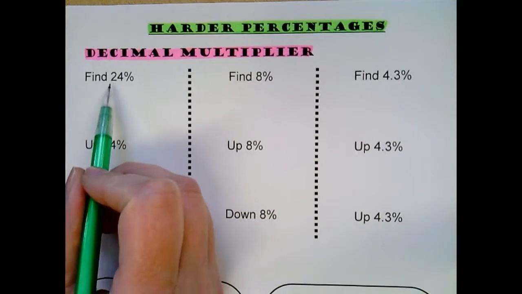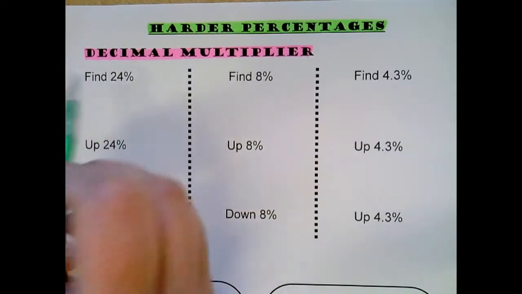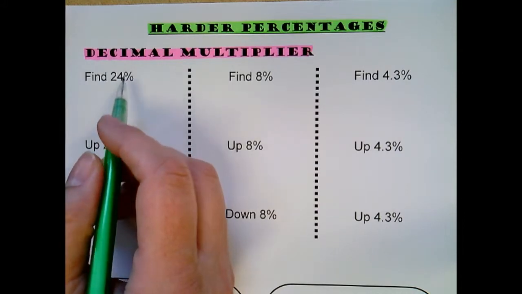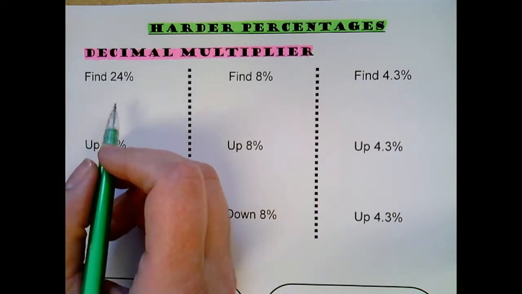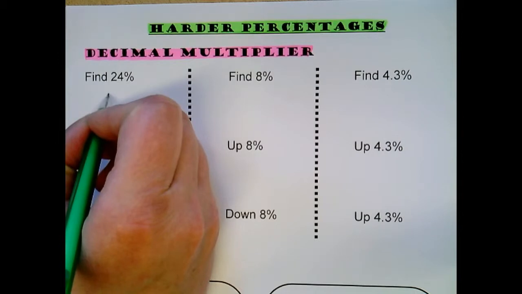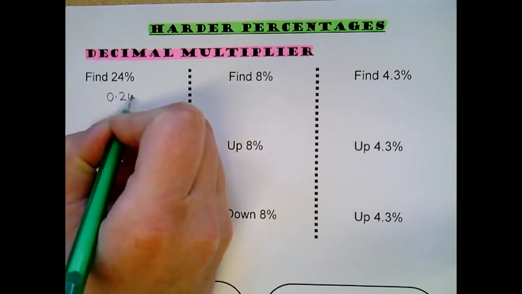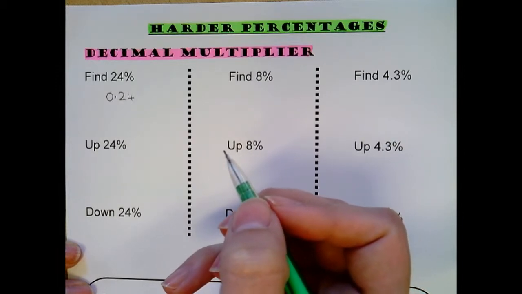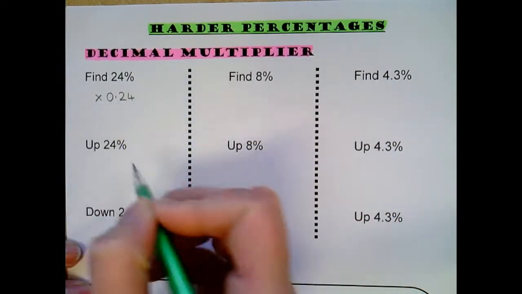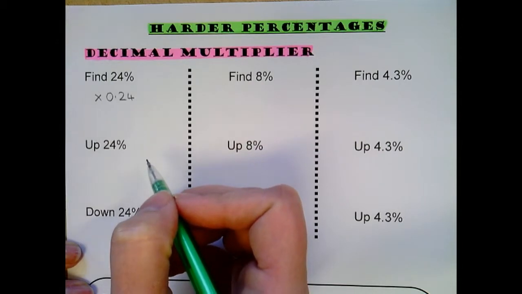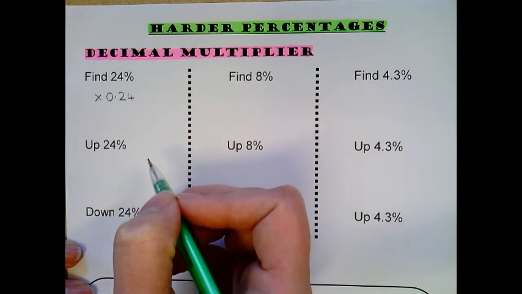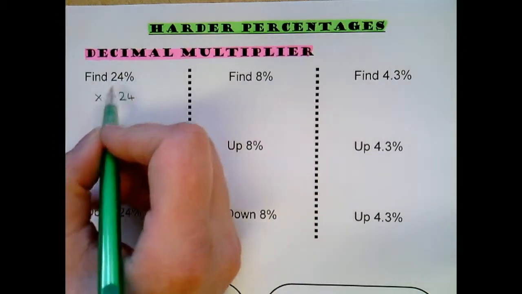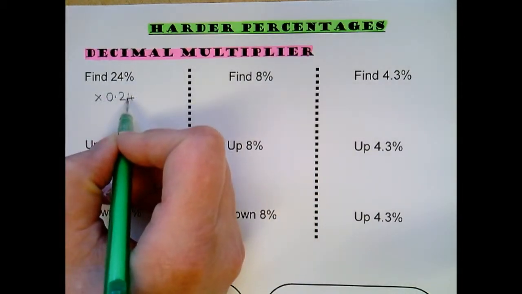So if you were wanting to find 24% of something, 24% means 24 out of 100, or 24 divided by 100, and 24 divided by 100 would be 0.24. So if you were wanting to find 24% of something, you could just multiply by 0.24. It doesn't matter what the number is, whether it's an amount of money or a number of people or whatever. If you want to find 24%, you could times it by 0.24.